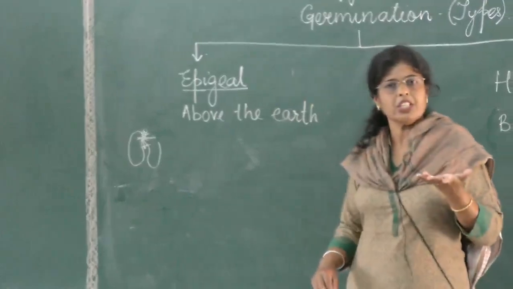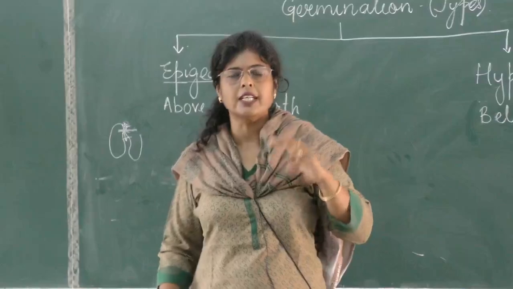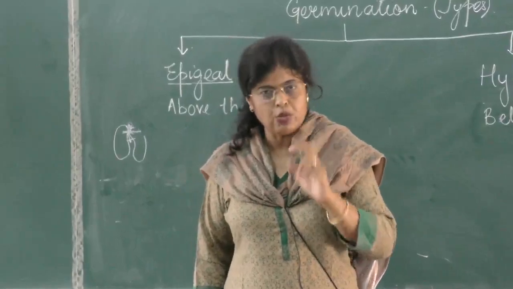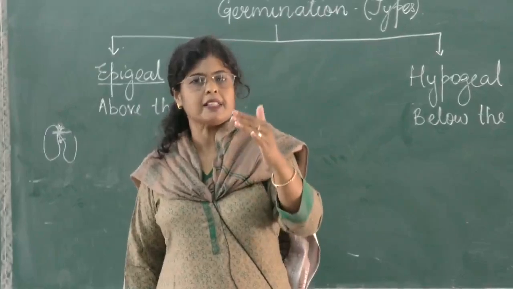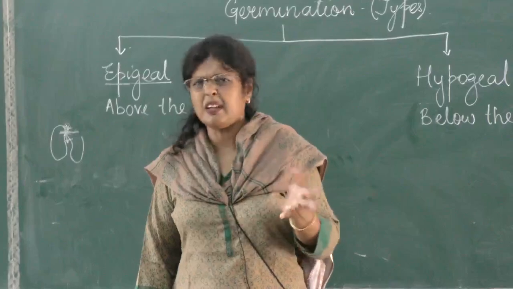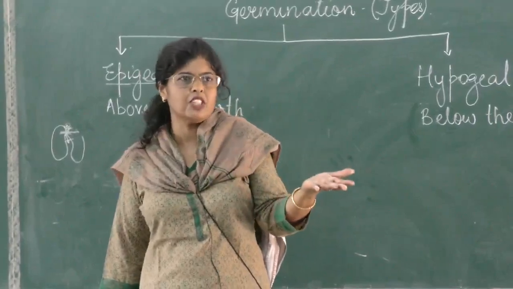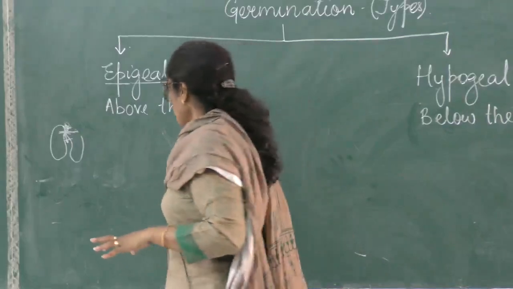Now when germination occurs, the hypocotyle and epicotyle do not elongate together. In some cases hypocotyle elongates, in other cases epicotyle elongates. It depends. There are many dicots and many monocots in which this happens. So what do we see?